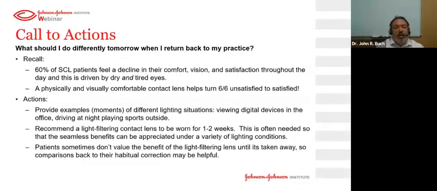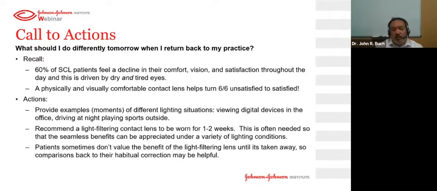And just one last thing: what should you do differently when you go back to your office, when you're allowed to return? Well, just keep in mind that 60% of patients feel a decline in their comfort, vision, and satisfaction throughout the day. And this is driven, as we would assume, by dry eyes, but please remember it's also driven by tired eyes. It's just something we don't normally ask. And if we have a physically and visually comfortable contact lens to offer them, then it can certainly help turn a 6/6 unsatisfied patient into a satisfied patient.